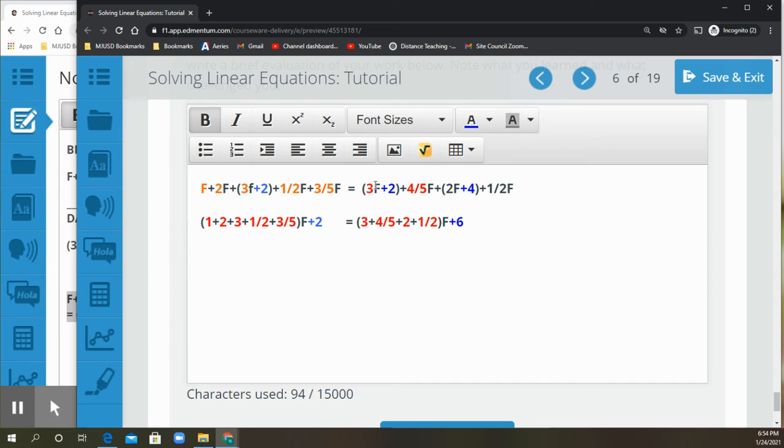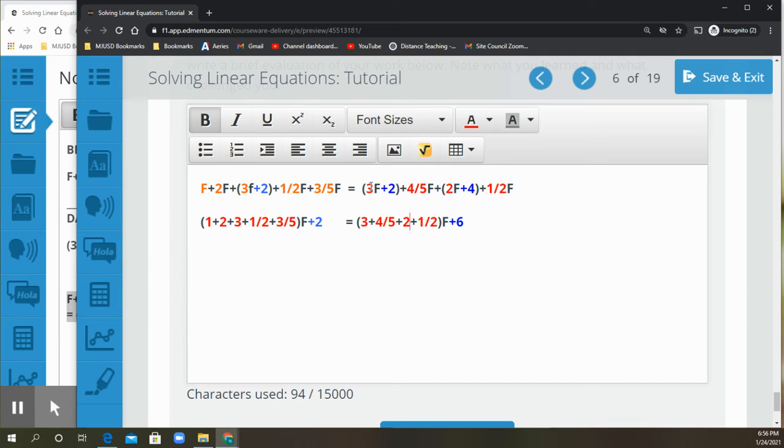Okay, so we have 3 4/5 plus 2f. I may have made a mistake. One moment. 3 4/5 plus 2 plus half f plus 6. Okay. Sorry, I got my numbers messed up here.